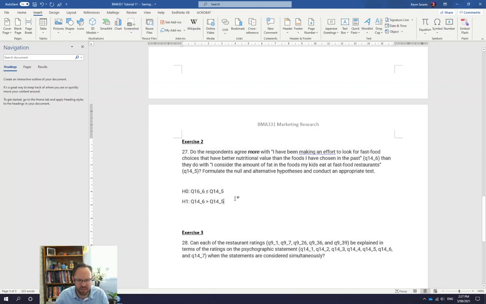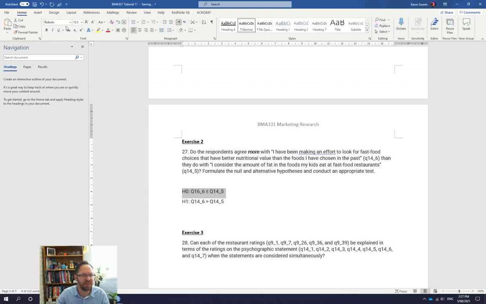So this is what we're trying to prove, that it's less than or equal to, and then if we can reject that, hang on, I'm just going to make this a little bit more dramatic. If I can cross that out and prove that statement is false, then I can actually accept the alternative statement as true. All right, that's what we're going for.